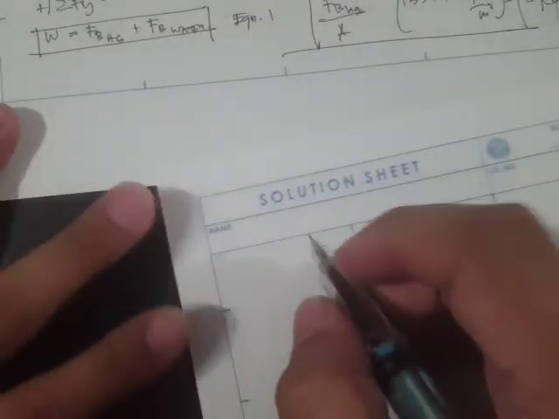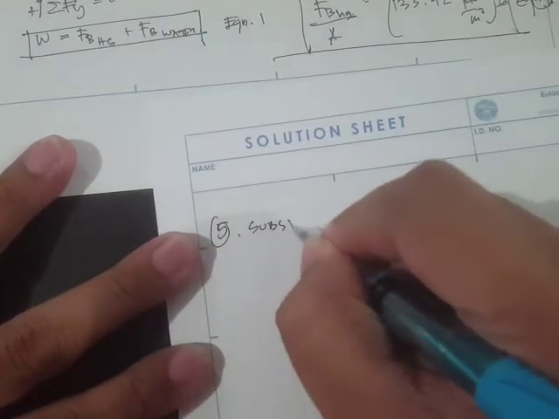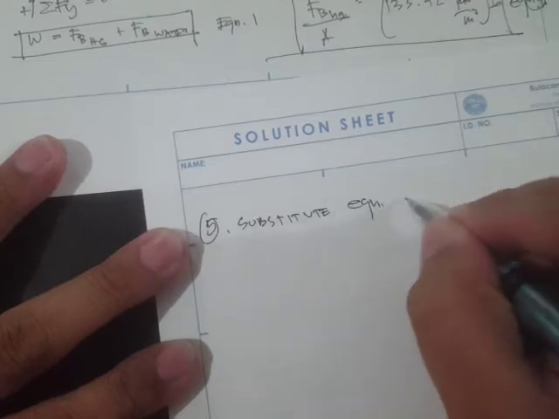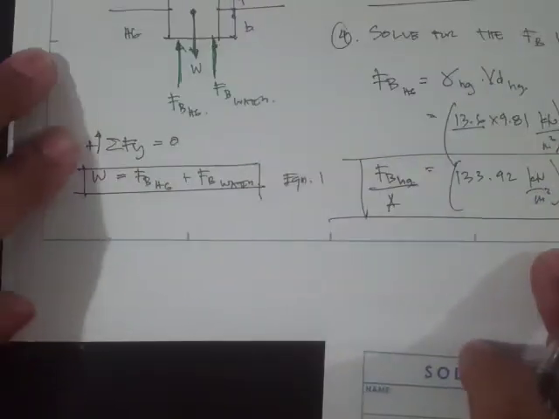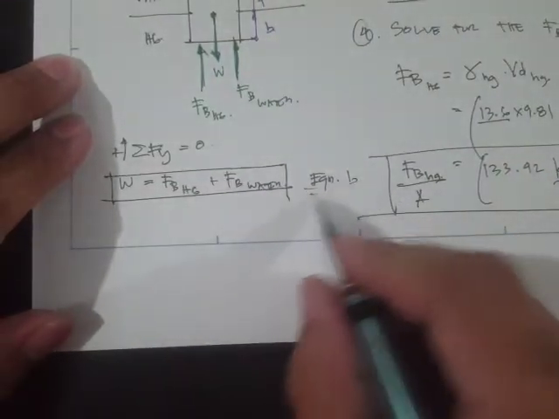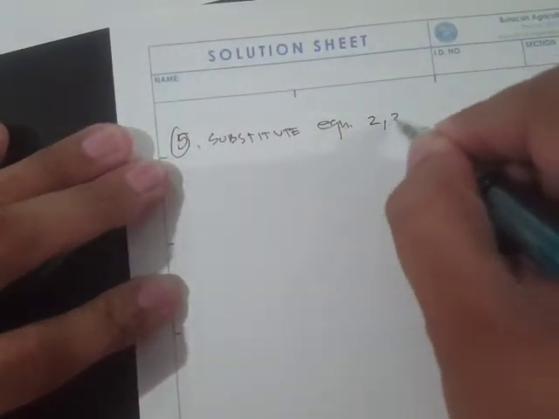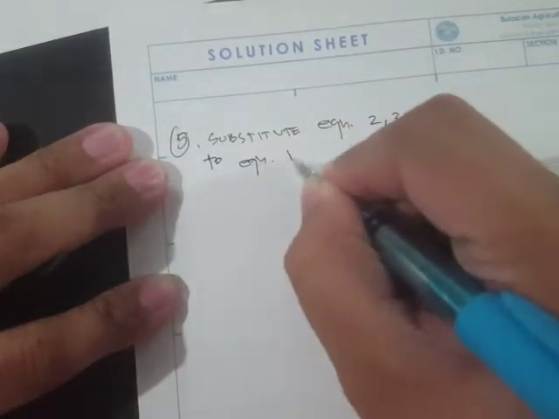Now, step number 5, substitute equation 2, equation 3, and equation 4 to equation number 1. Let's substitute this to equation number 1. So substitute equation 2, 3, and 4 to equation 1.